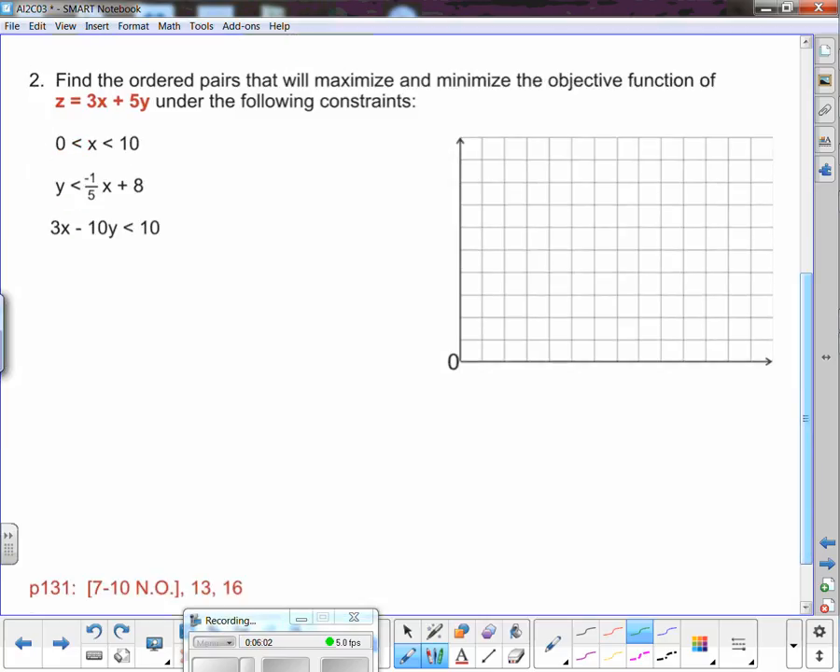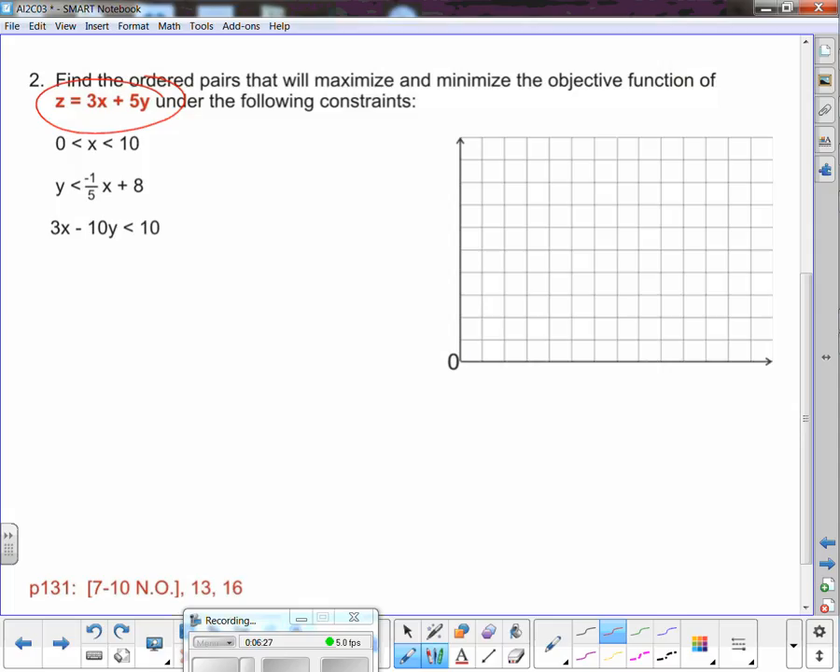All right, so find the ordered pairs that will maximize or minimize the objective function of z equals 3x plus 5y under the following constraints. In this situation, we've got an objective function. It's here in red, and it gave it to us. The other thing is we're looking to maximize and minimize, and I'll get into that in just a little bit.